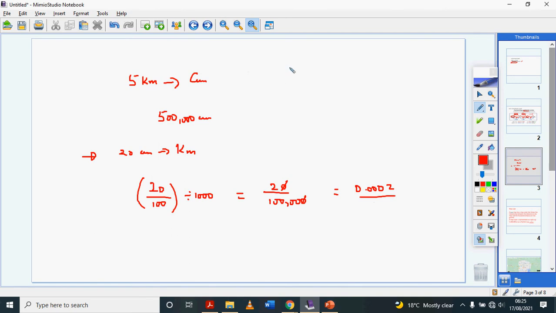Pause the video and try this one. Can you change 1,200 centimeters to meters? And can you change 30,000 meters to centimeters using the conversion chart? So try to see if you can do that, because this is going to be important when we start talking about map scales.